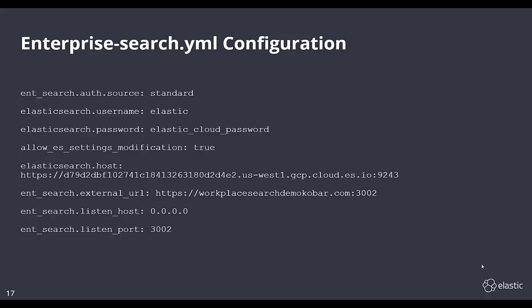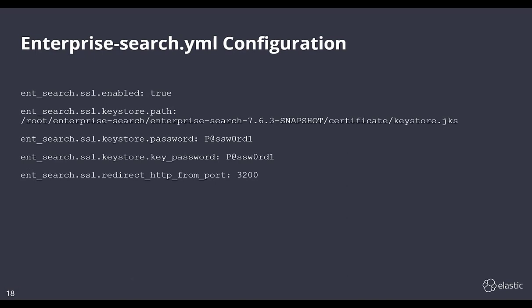All right, and here we go. Now this is the SSL configuration that we're going to be using within the YAML file. This is the SSL information for the Workplace Search user interface.